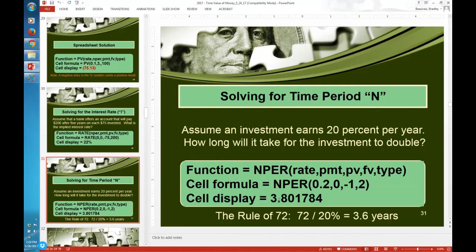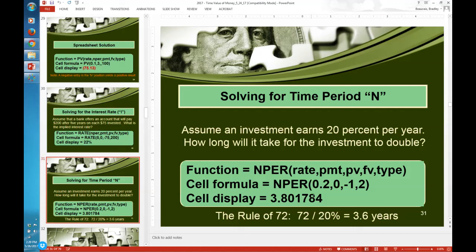I can also solve for the time period involved, or the number of periods. Your textbook, I believe, talks about the rule of 72. That's kind of a thumbnail guesstimate of about how long it will take for an investment to double at a given interest rate. So if we do the rule of 72, 72 divided by 20%, you end up with 3.6 years. Again, kind of a thumbnail guess.